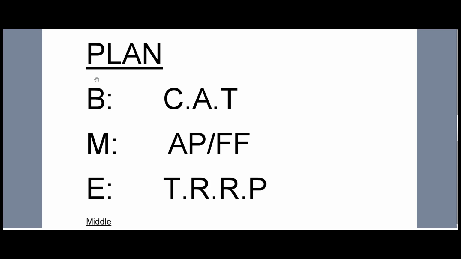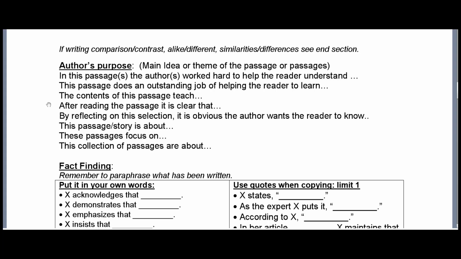Your beginning is complete. You've written your catch, asking, and tell. It's time to move to the middle. We're going to start with AP, author's purpose. On your paper, please skip a line, go to a new line and indent, and write your author's purpose sentence.